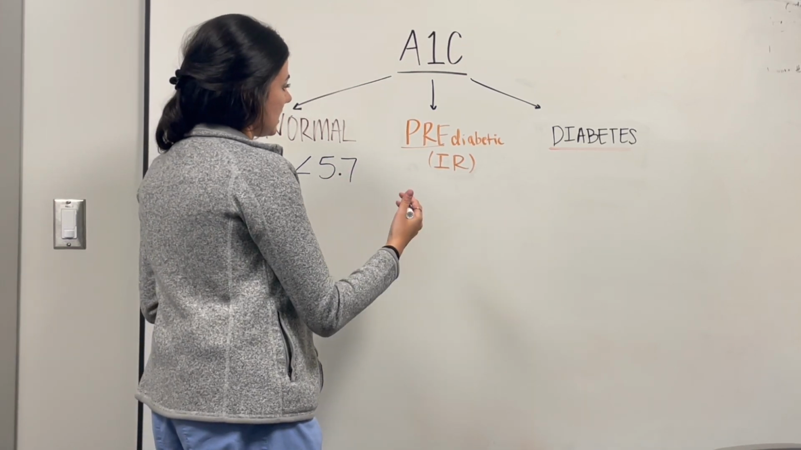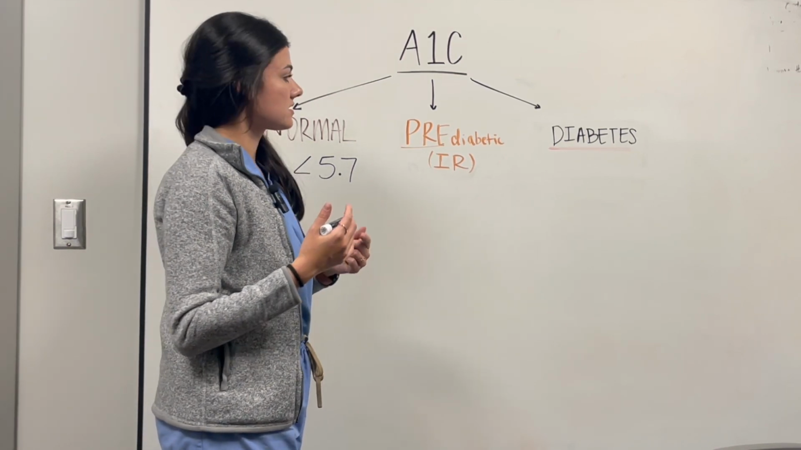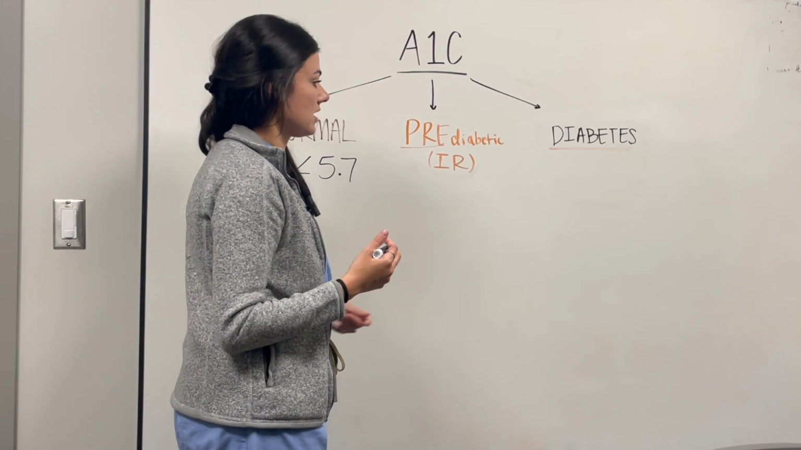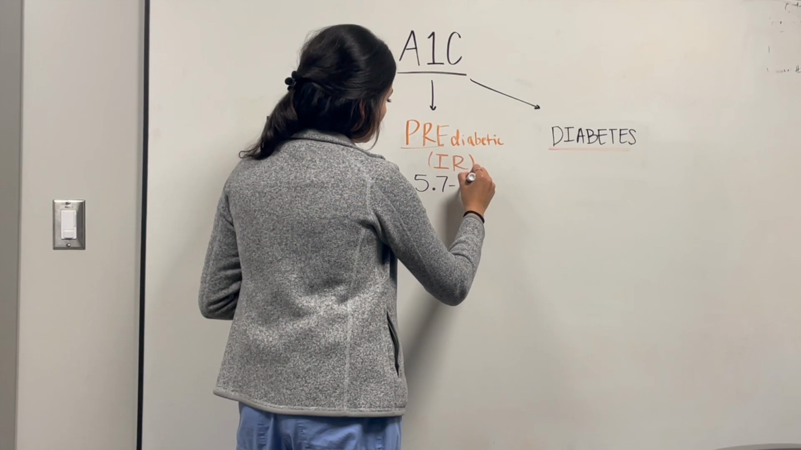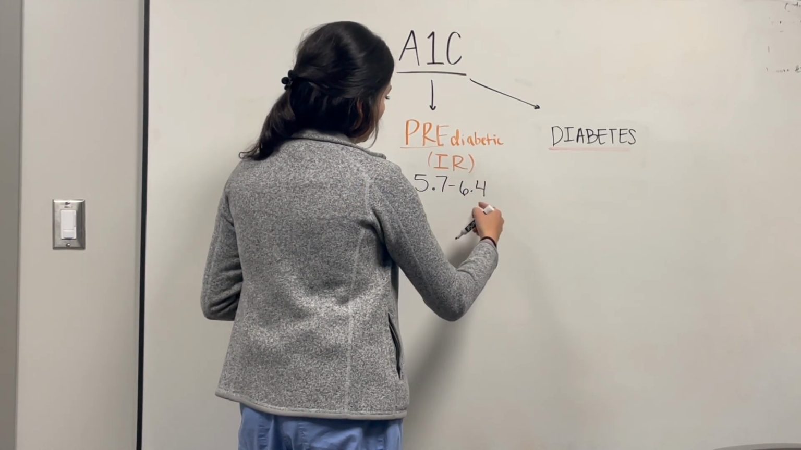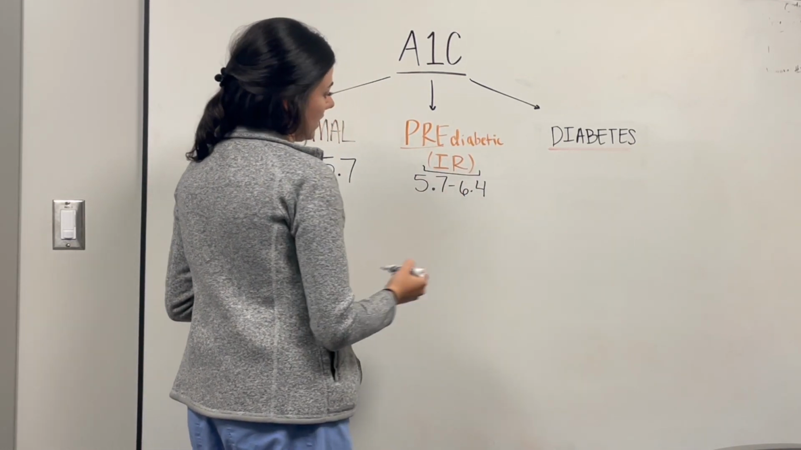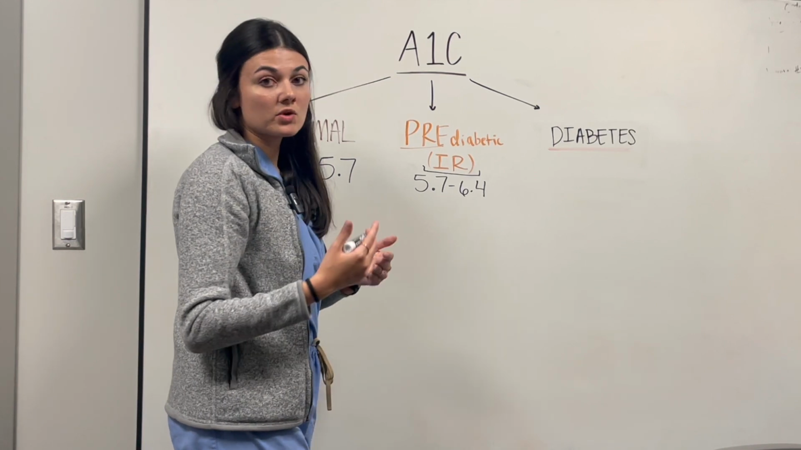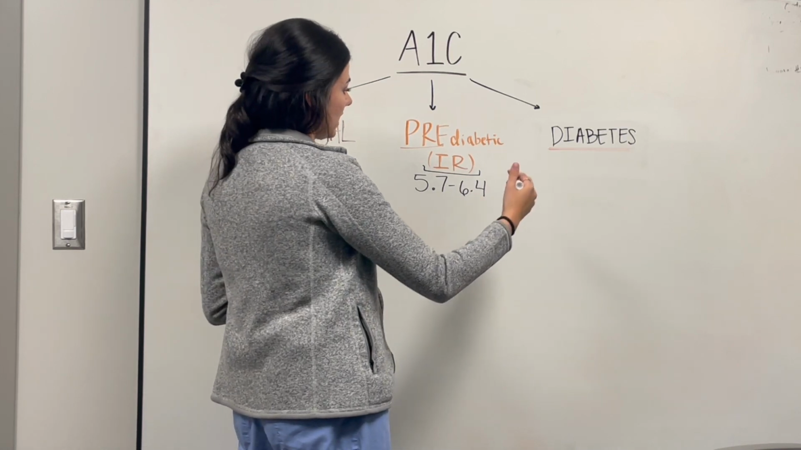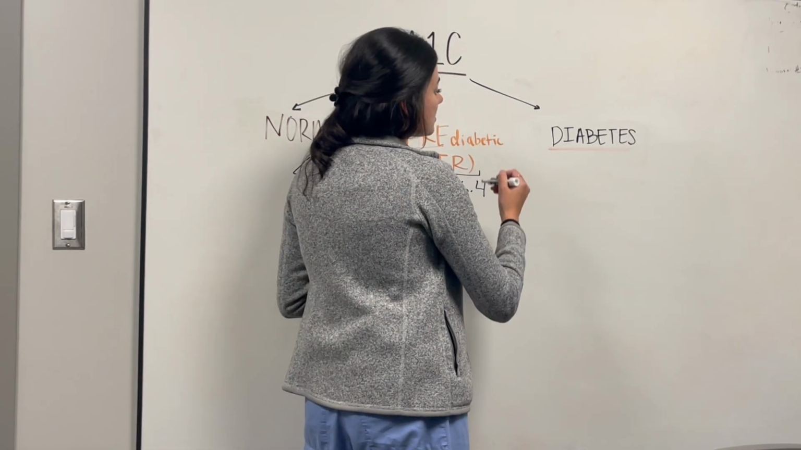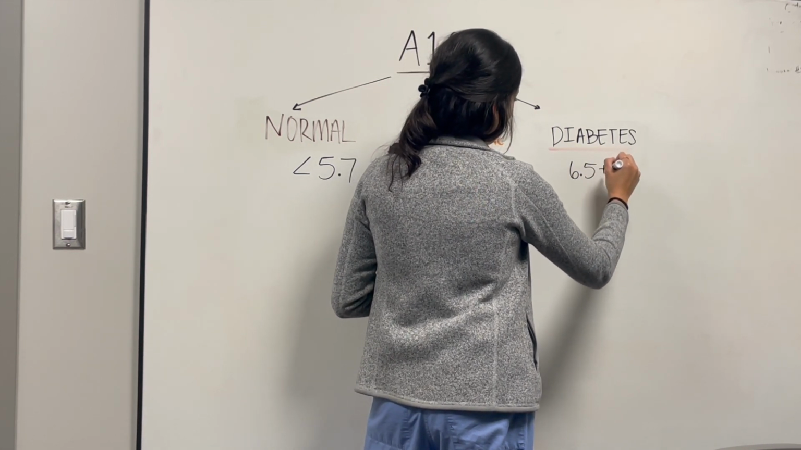You are pre-diabetic in this next category, meaning that you're at risk for developing diabetes sometime in your life. That's the pre and pre-diabetic. This is an A1C of 5.7 to 6.4. Anywhere in that range, you're pre-diabetic and you're starting to get insulin resistance, or IR. Your body's starting to require more insulin, it's starting to have higher blood sugar, and you're getting more at risk for diabetes.